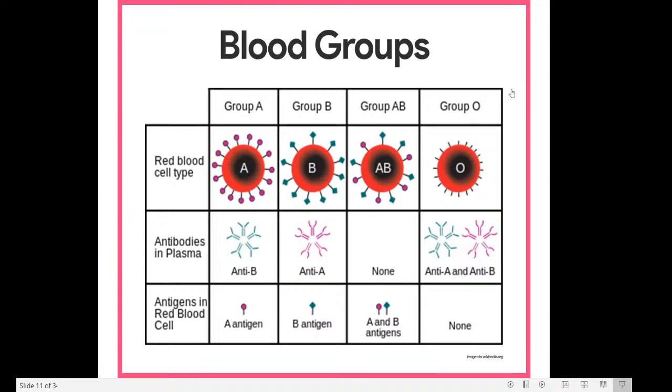If there is parent 1 and parent 2, parent 1, the female, having the RH factor positive, and parent 2, the father, the male, having RH negative. In that case, the possibilities are that the baby may be RH positive, or it may be negative. Based on this we can tell the RH factor.